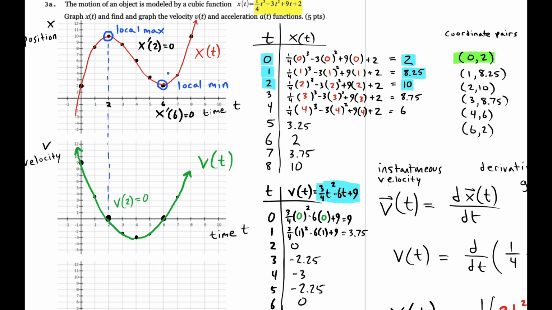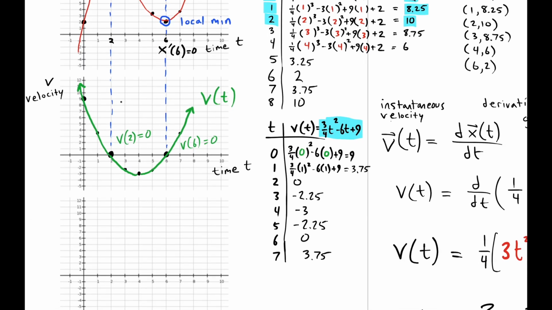And at the same time that we have a local min, at t equals 6, we also have that the velocity at 6 is 0. Yeah, anytime you have a local max or local min or even a stationary point where it could go up to a plateau and then go like this, that's another place where the derivative would be 0.